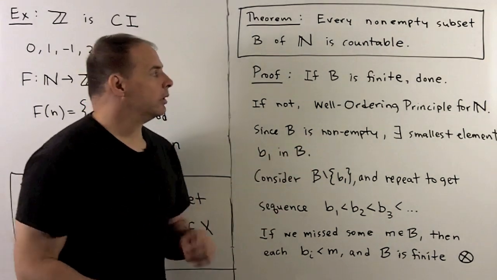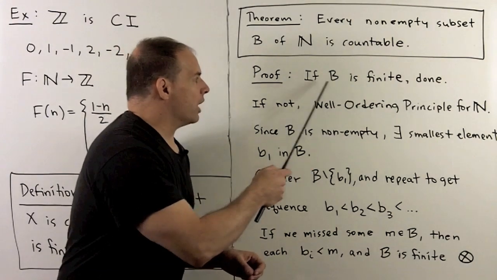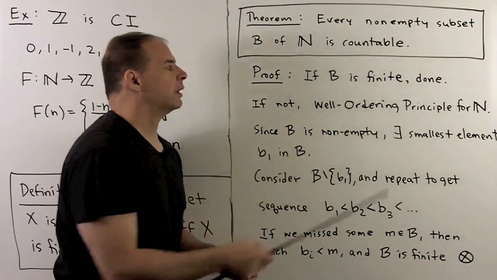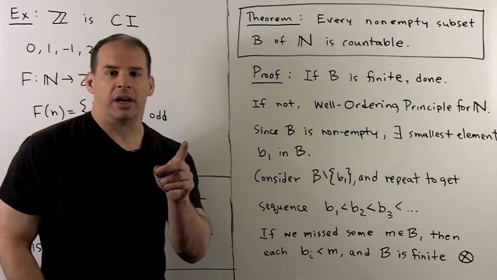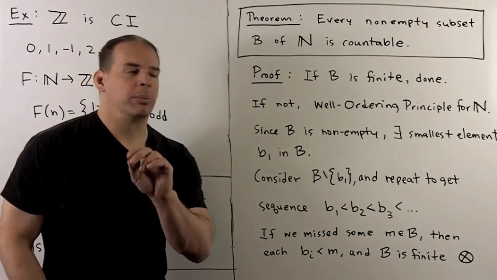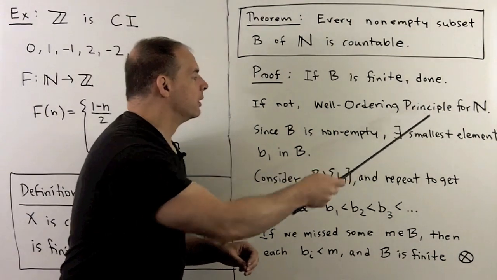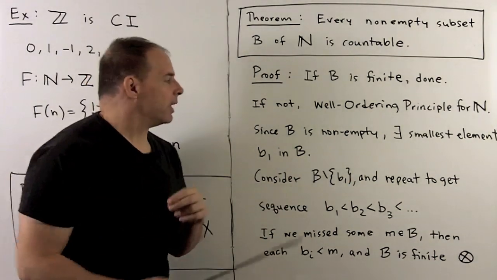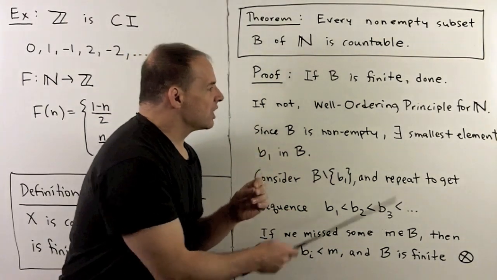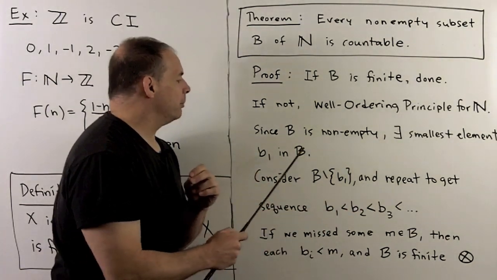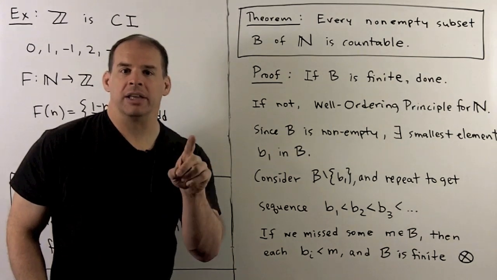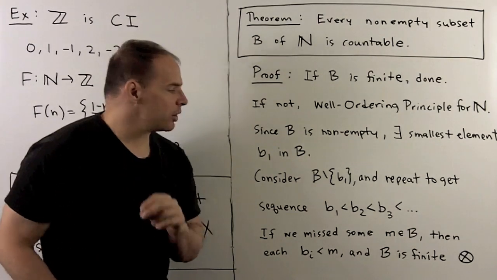For the proof, if B is finite, then there's nothing to show, we're done. Finite implies countable. If B is not finite, we want to invoke the well-ordering principle for the natural numbers. So this says, if we have a non-empty subset B of the natural numbers, there exists a smallest element, b1, in B. We're going to apply the well-ordering principle repeatedly to generate a sequence of natural numbers.